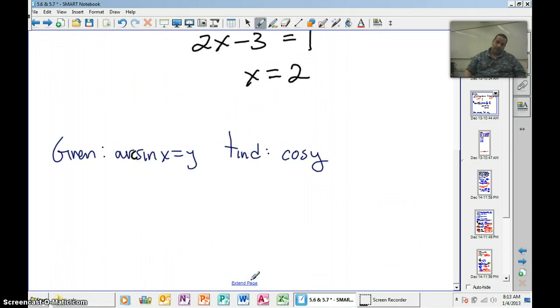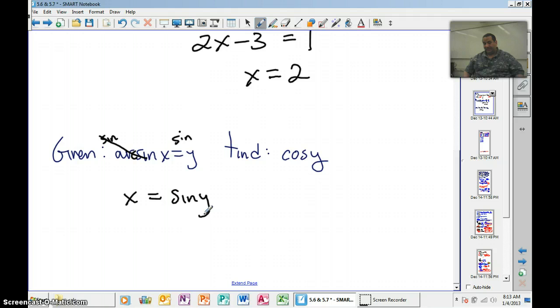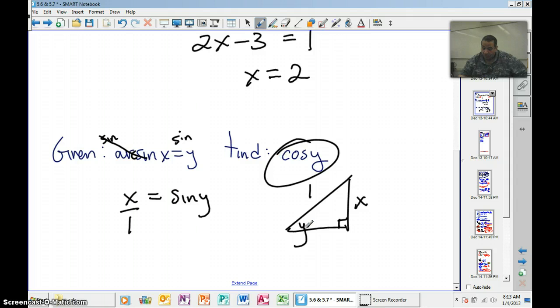Nice. Here we go. We have arc sine x equals y now. We want to find cosine of y. So I'm going to use my property like I did before. I'm going to take the sine of both sides. So now I get x equals sine of y, because these cancel. Well, let's make a triangle. If this is y, remember sine is opposite over hypotenuse. So it would be opposite over hypotenuse. Hypotenuse would be 1, and the opposite would be x, because this is x over 1. Now I can find the cosine of y. The cosine of y would be adjacent over hypotenuse.